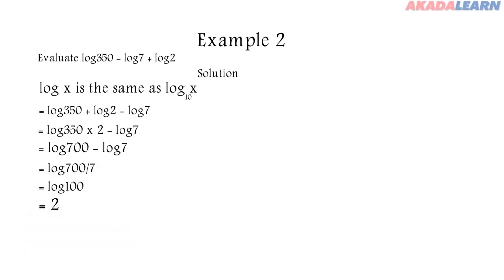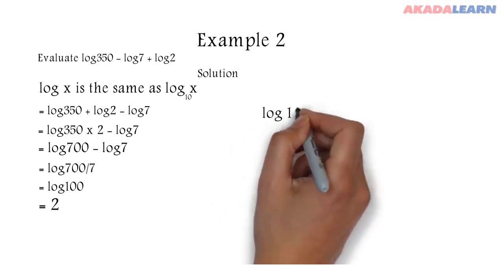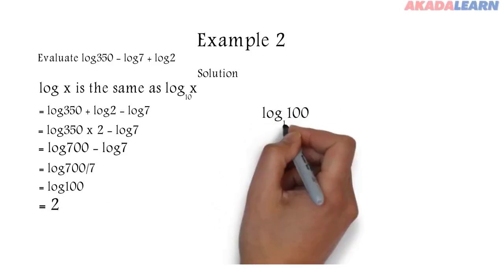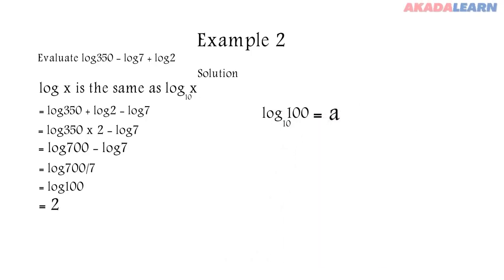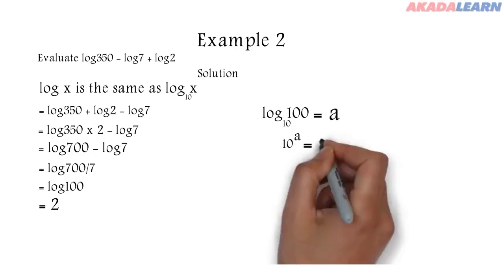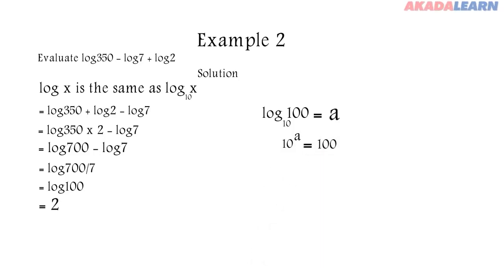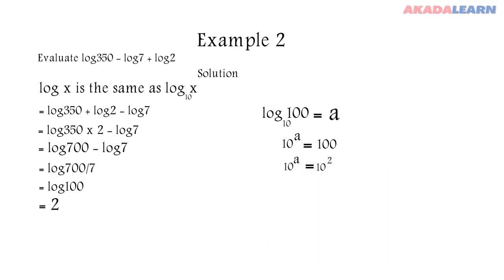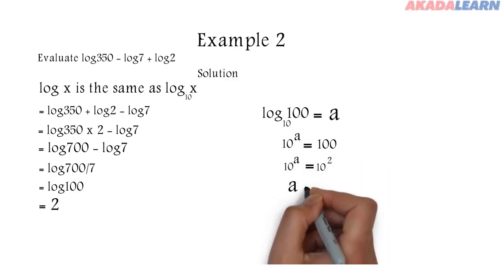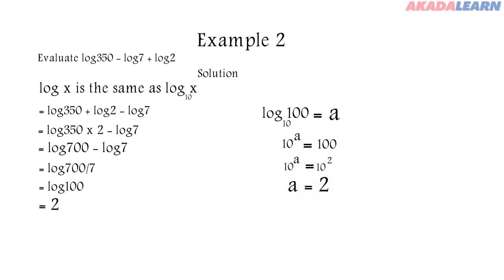Now why do we say 2? Let's see how to simplify that. So log 100, I told you we can say base 10. So let's equate it now with a. We change it to index form. 10 raised to the power a will be equal to 100. So we are going to rewrite 100 as 10 raised to the power 2. So 10 raised to the power a will be equal to 10 raised to the power 2. So our a is 2. That's why we say log 100 is equal to 2. Okay, that's simple enough. Now let's proceed.